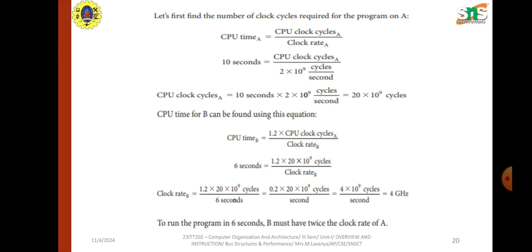Thus the designer has to build system B with a 4 GHz clock rate to attain the execution of that program to be completed within 6 seconds and comparatively 1.2 times faster than system A.